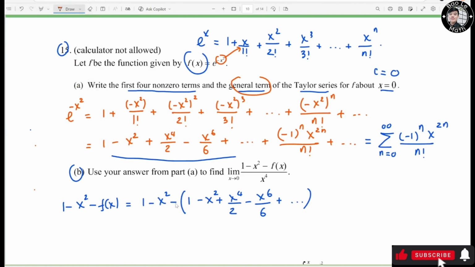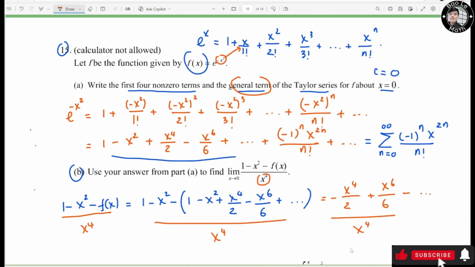Now I'm going to distribute negative 1 and simplify. Now I'm going to divide by s to the 4. If I take this one divided by s to the 4, it's going to be this guy divided by s to the 4, and the same thing as this guy divided by s to the 4. So I'm going to end up with negative 1/2 plus s squared over 6 subtract etc.